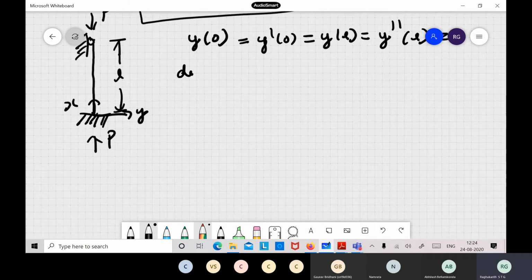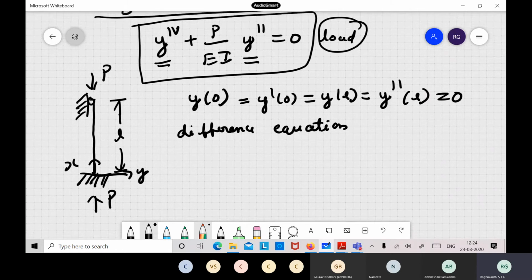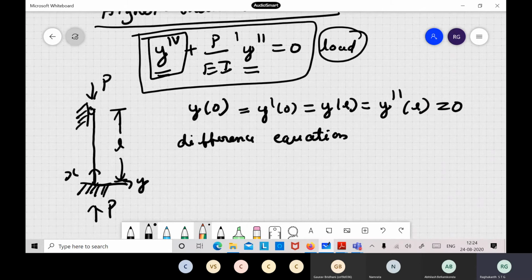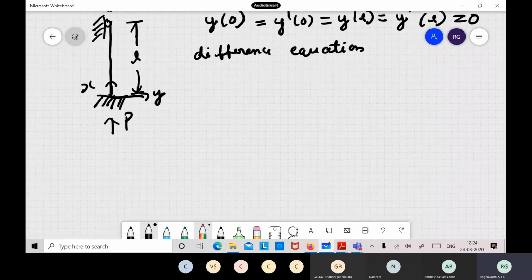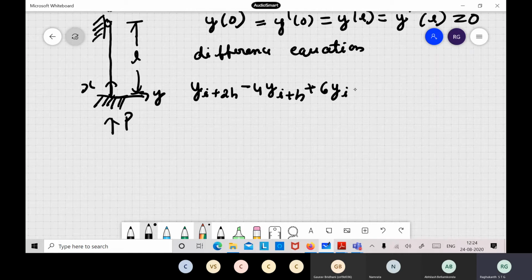Now you write the finite difference equation. The problem is you have to write the difference equation for the fourth order, and also for the second order equation. These two have to be written. I am writing it here, and you can derive it yourself. The final difference equation is y(I+2h) minus 4 times y(I+h) plus 6 times y(I) minus 4 times y(I−h) plus y(I−2h).